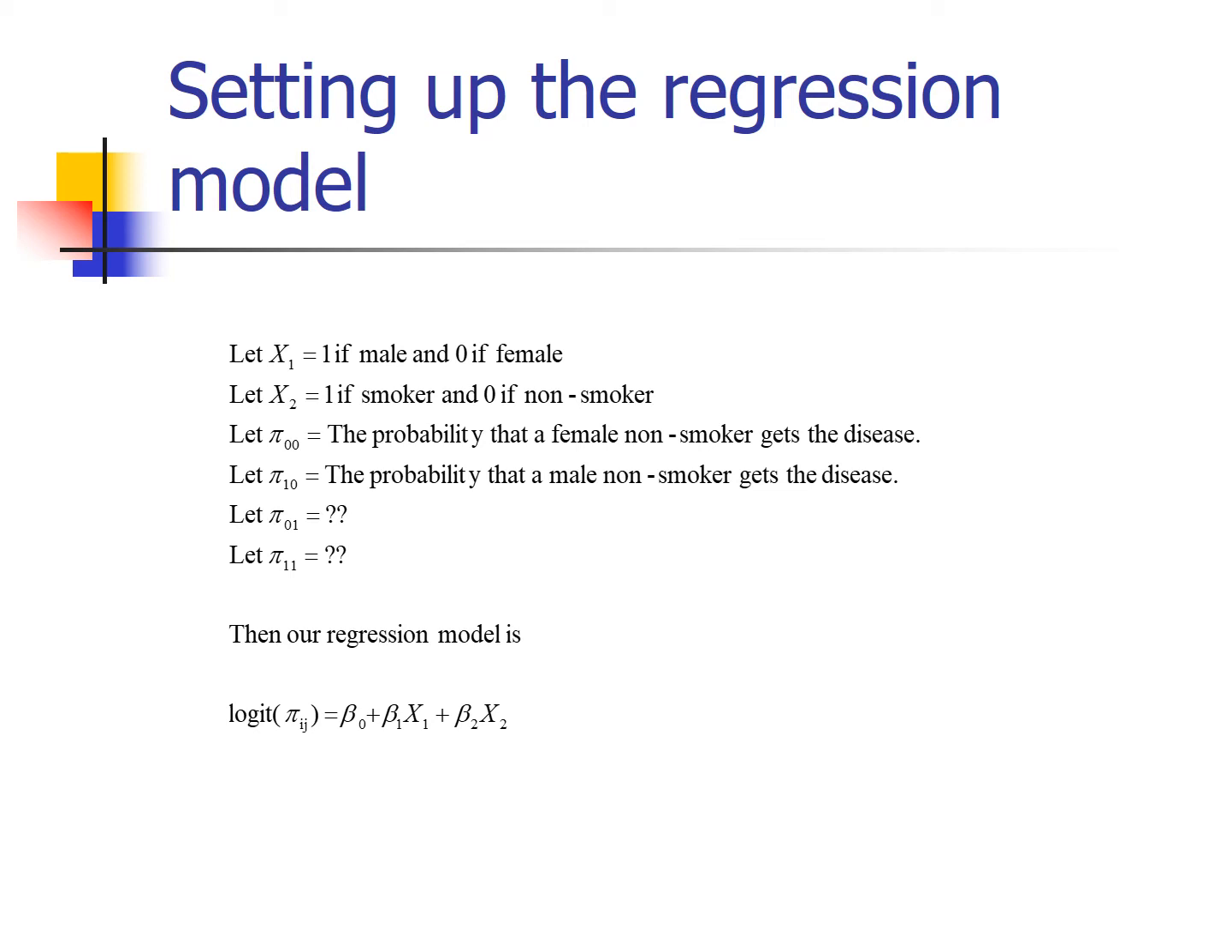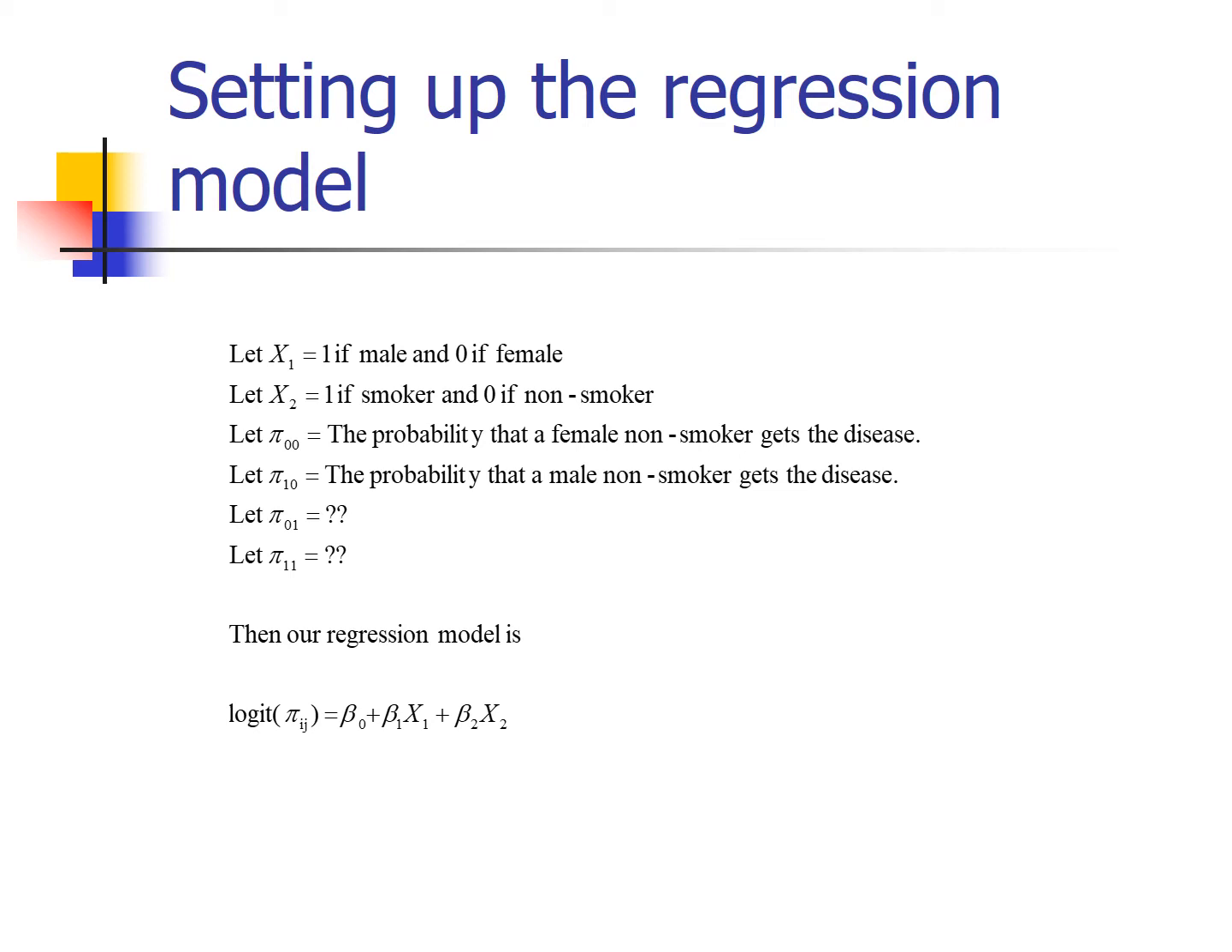So let's say that pi 0,0 is the probability a female non-smoker gets the disease. Let's say pi 1,0 is the probability a male non-smoker gets the disease. Here I intentionally left those other 2 blank, so why don't you pause the video and write down, or at least think to yourselves, what those other 2 probabilities are. I guess I can just go straight ahead and say it myself. So pi 0,1 is going to be the probability a female smoker gets the disease, and then pi 1,1 is the probability a male smoker gets the disease.